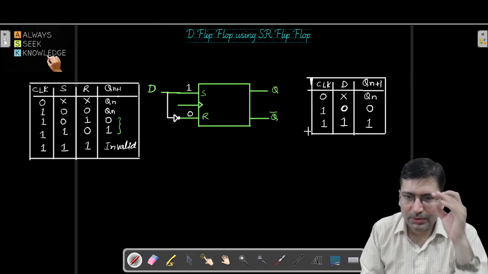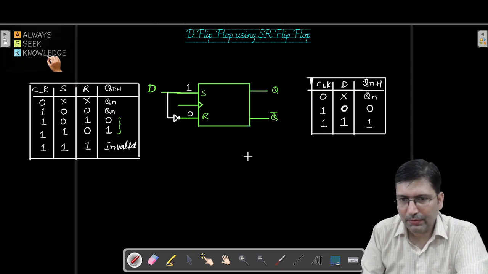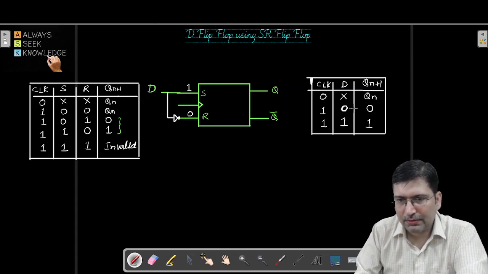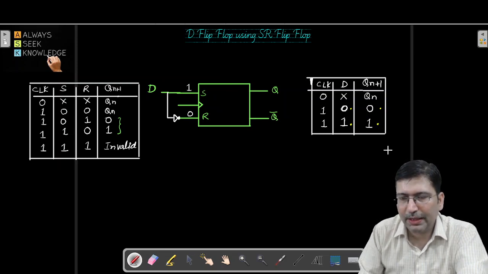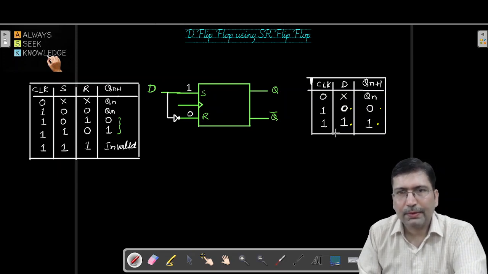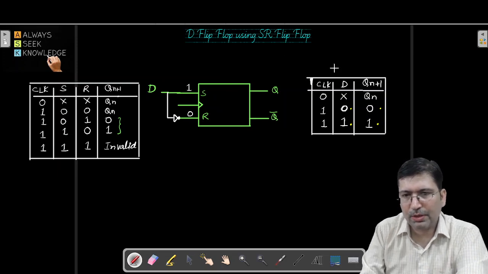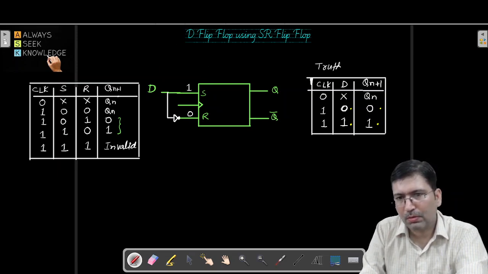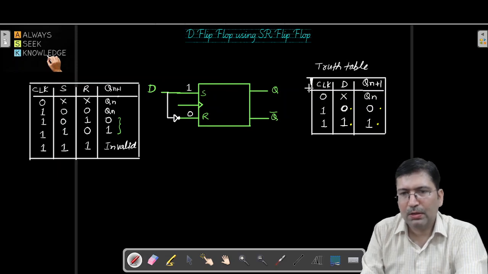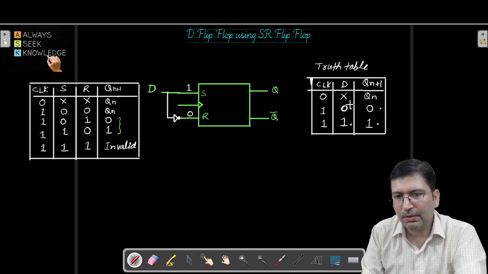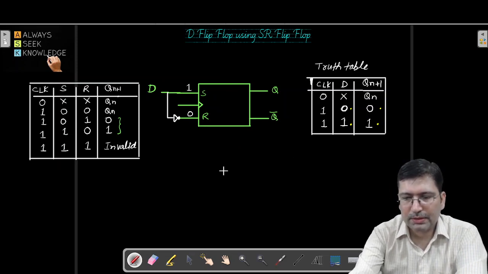So this will be the truth table of D flip-flop, and notice that once we pass 0 as D, we get 0, and if we pass 1, we get 1. So this is the data flip-flop which just generates the data which has been passed, right? So by utilizing this truth table, we can draw the characteristic table and excitation table.